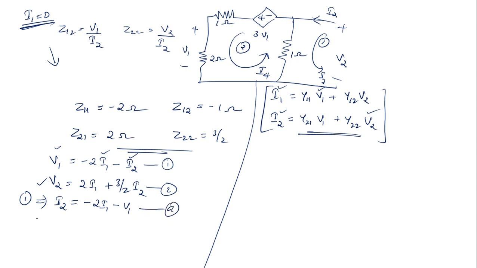Now you can substitute equation A in the second equation. That is, here you are having an I2. So instead of this I2, you are going to substitute this value. So you have V2 is equal to 2I1 plus 3 by 2 into minus 2I1 minus V1.